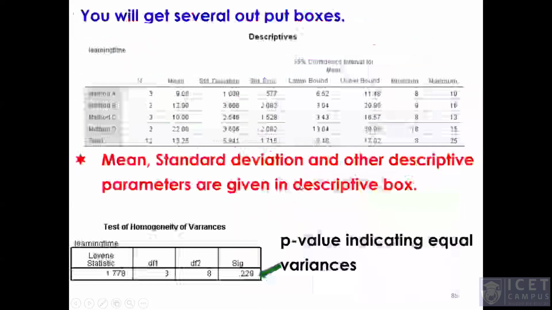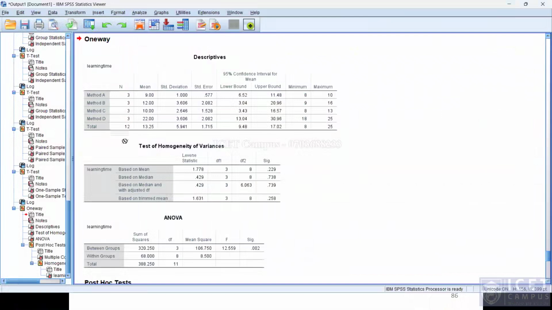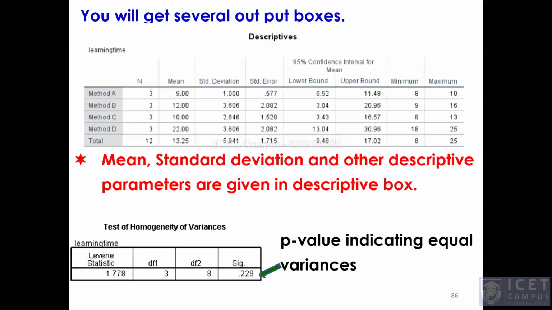Then we can take the output. The output is performed here. The descriptive statistics are here: mean, standard deviation, standard error, everything is there, for each and every method. For method A, the mean is 9. Method B, the mean is 12. Likewise, the descriptive statistics are represented. We can take the mean, standard deviation, and other descriptive parameters given in this descriptive box.